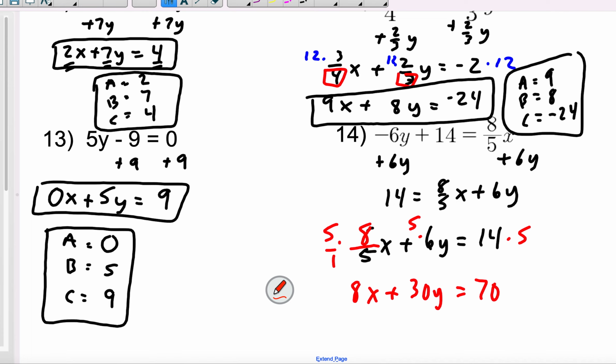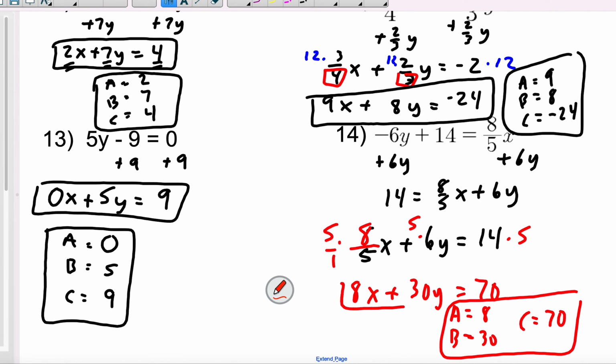Now I identify my pieces: what's in front of the x, the y, and what's my constant. They're all positive whole numbers. So a is 8, b is 30, and c is 70. We didn't have to multiply by anything except that 5 to get rid of the fraction, because our leading term was nice and positive already.